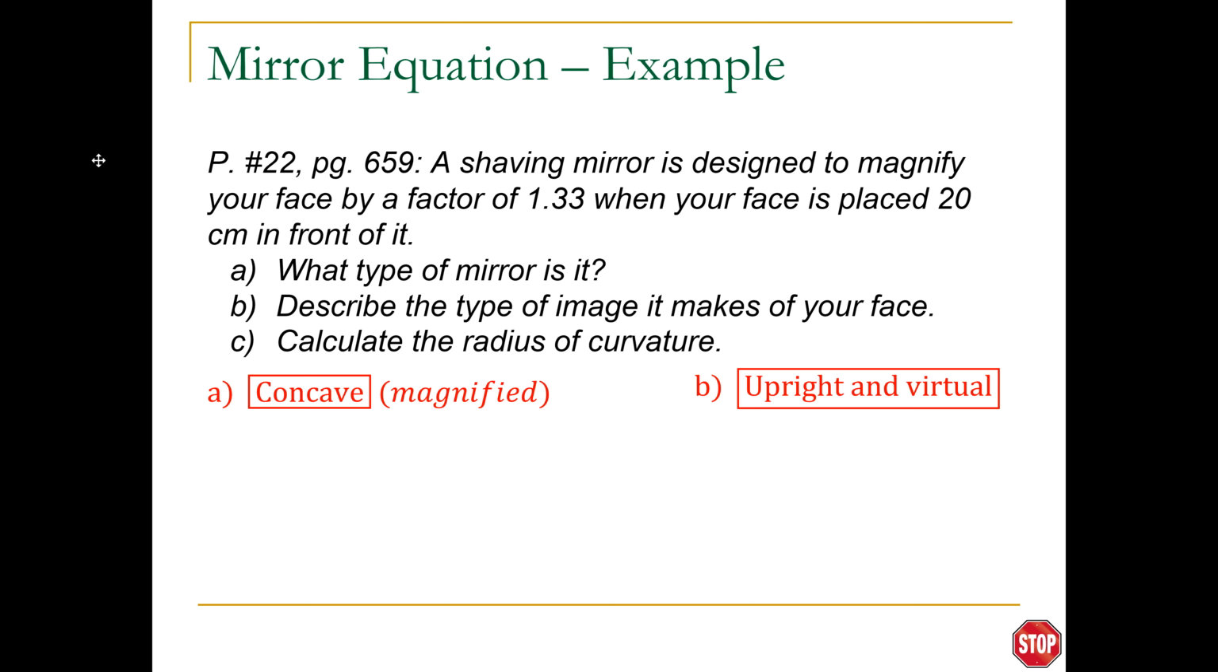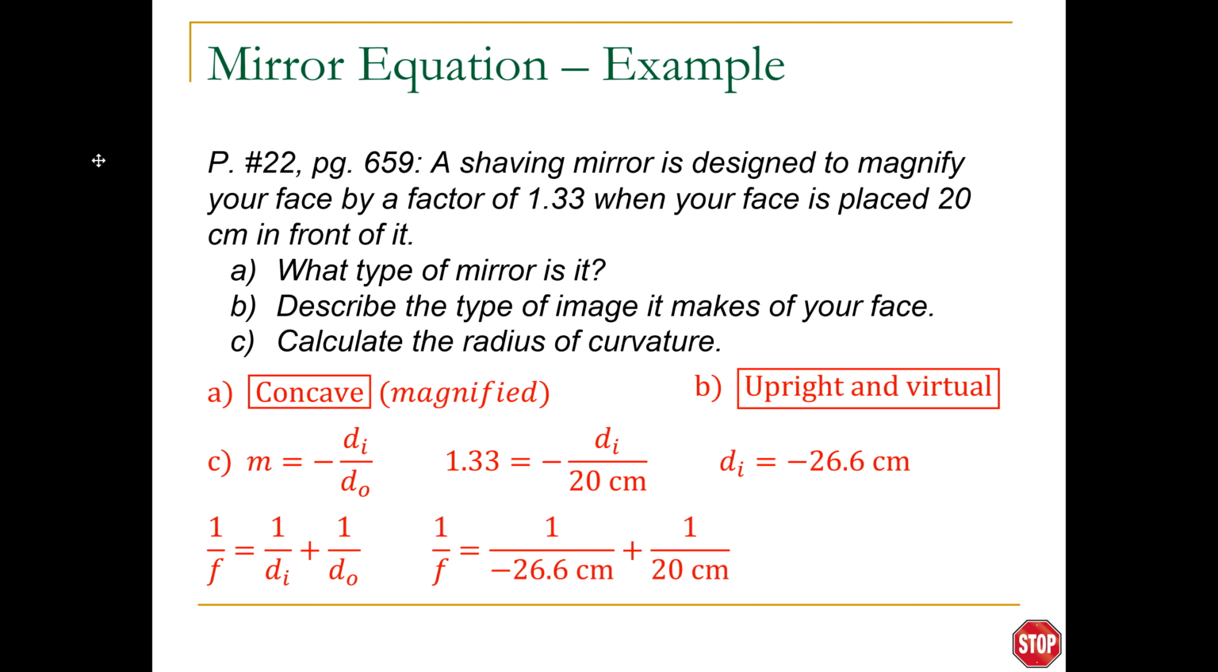And for C, the radius of curvature. Radius of curvature does not appear in any of our equations, but first I'm going to use magnification to solve for the image distance. So 1.33 was given as the magnification factor. I know the object, your face, is 20 centimeters in front, and I can get DI as negative 26.6. So that's another sort of check that the image is virtual. Since image distance is negative, that means behind the mirror, and that means virtual image.